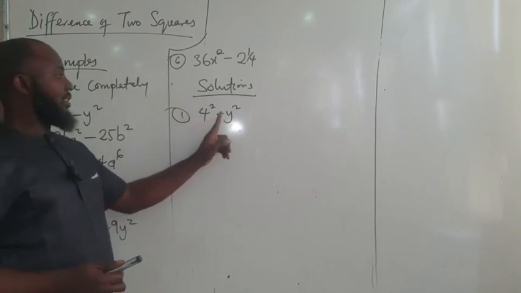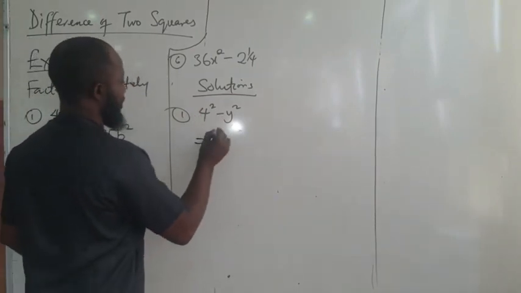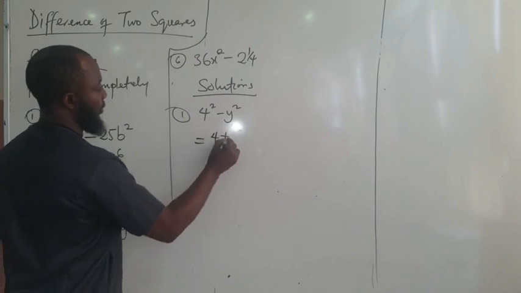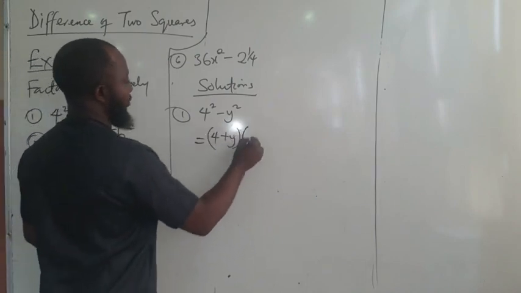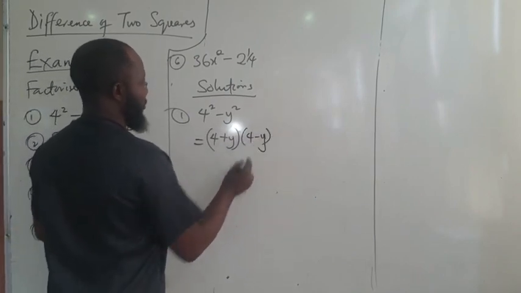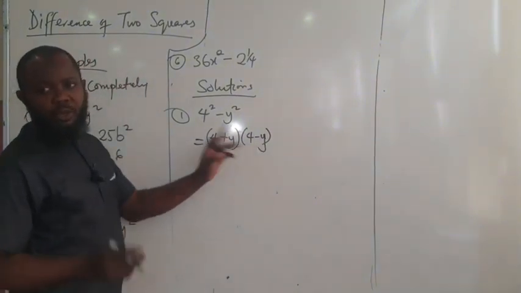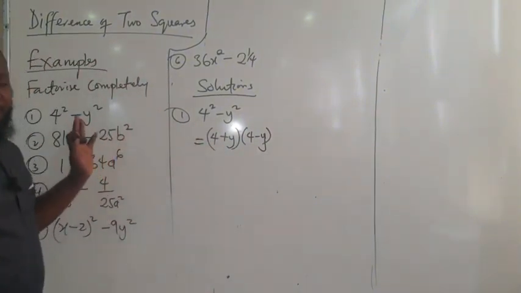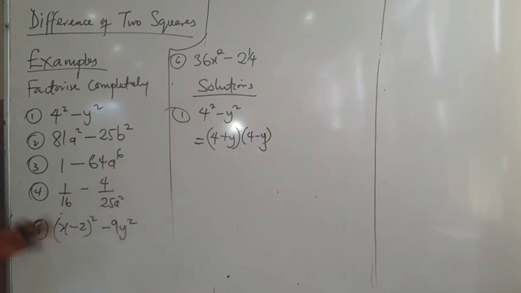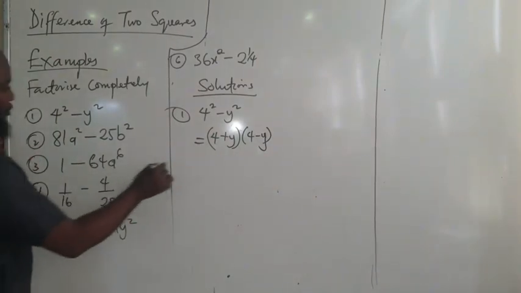This is the first square, this is the second square. So that means this is going to give us 4 plus y, and then 4 minus y. You can bring this one forward or this one backward. It's still the same thing. That's the answer. We have factorized it, and that is very straightforward. Then we go to number 2.